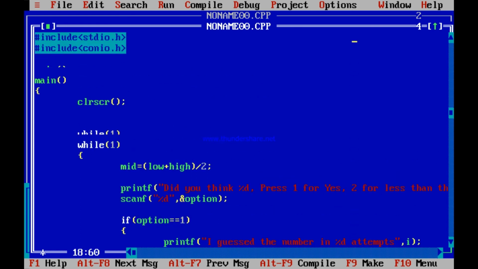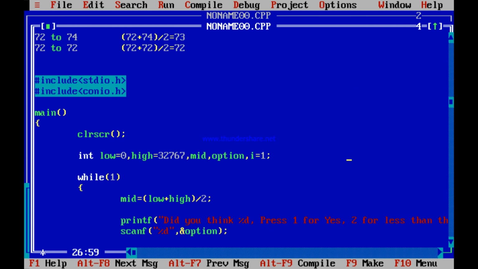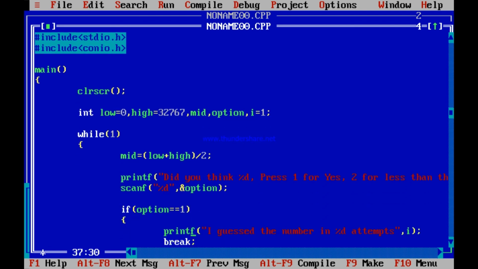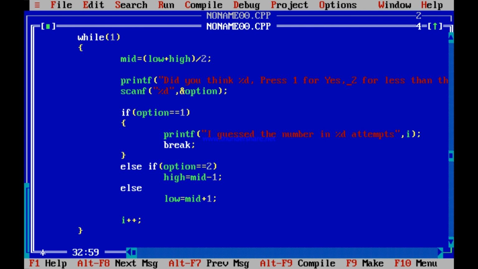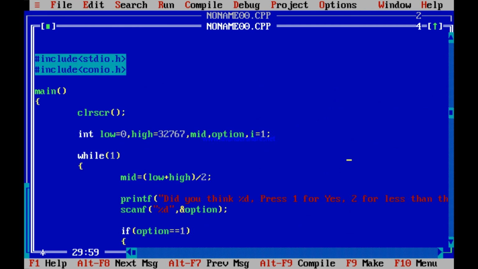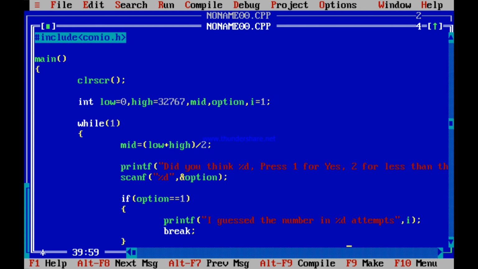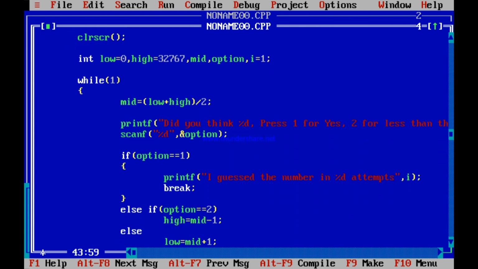I think you get this very quickly. One more explanation. Your low is 0 initially, high is 32767. This is your range. You choose the mid equal to the midpoint of that. You ask the user, did you guess that? 1 for yes, 2 for less than that, 3 for more than that. You scan the option. If it is 1, you have guessed it. So you guessed the number in %d attempts. How many attempts? i is initialized to 1 and incremented by 1 every time in the loop. Every time you enter the loop, i is incremented. So these many guesses you took.